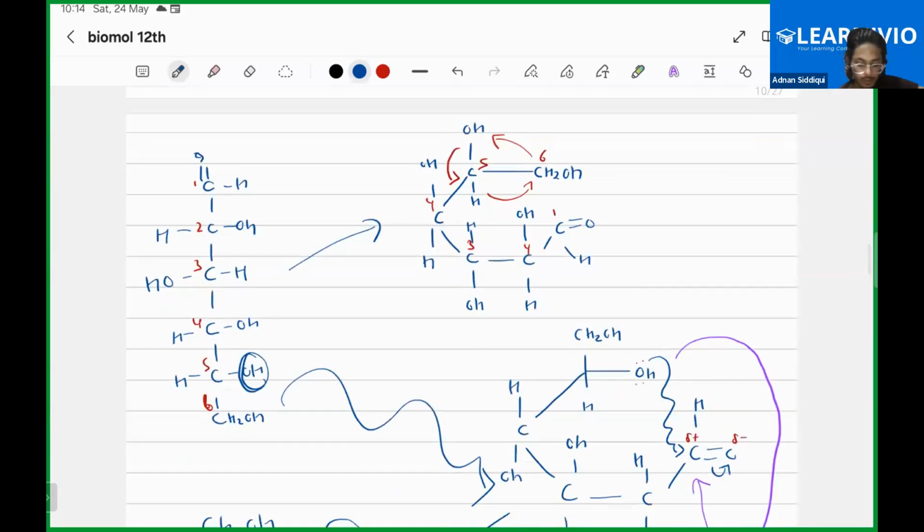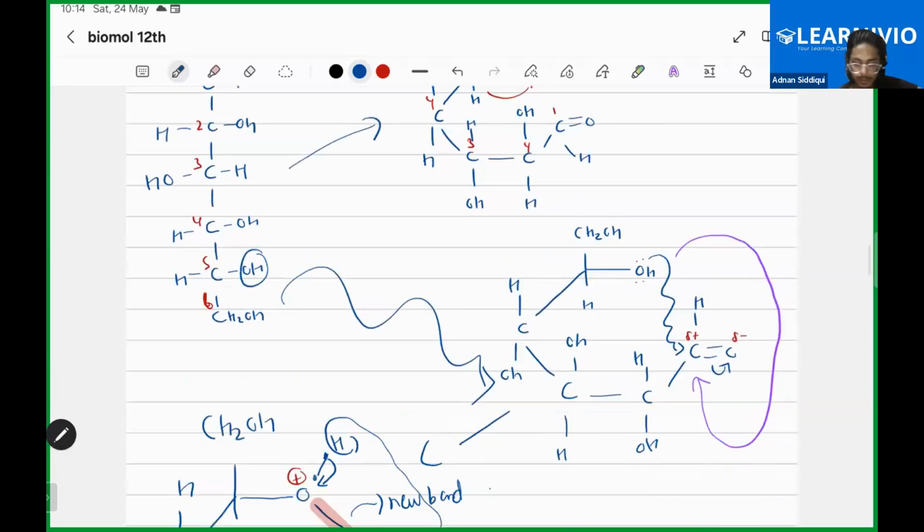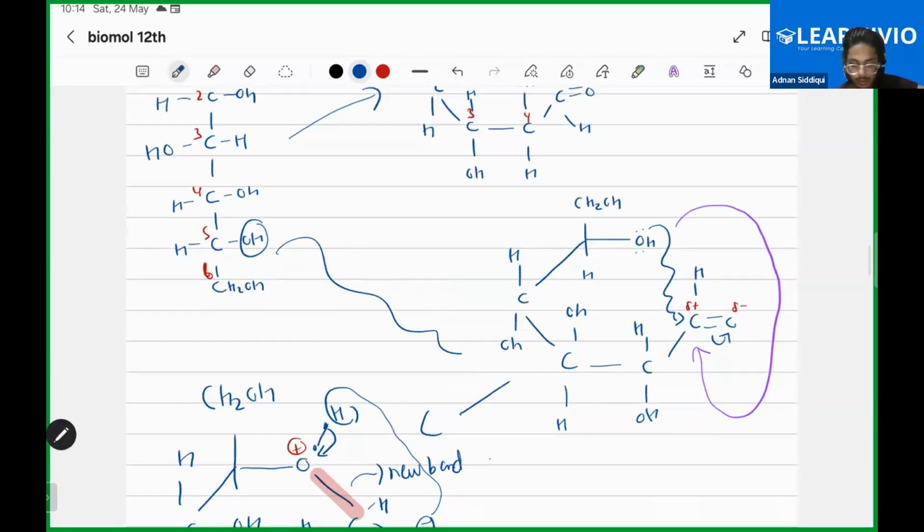One last thing. If the OH is at the right side, it will be placed at the below part, below the plane, right? I made the mistake. You should not do the same.